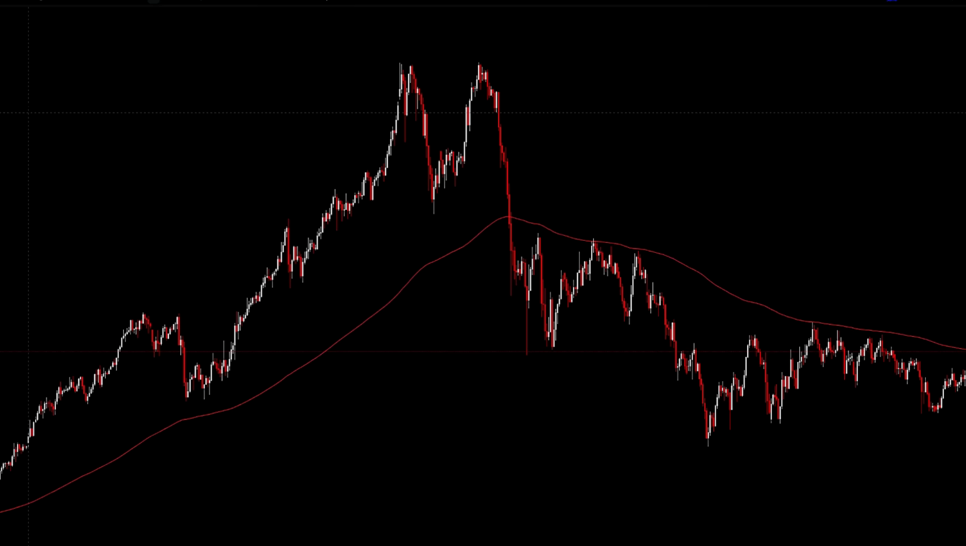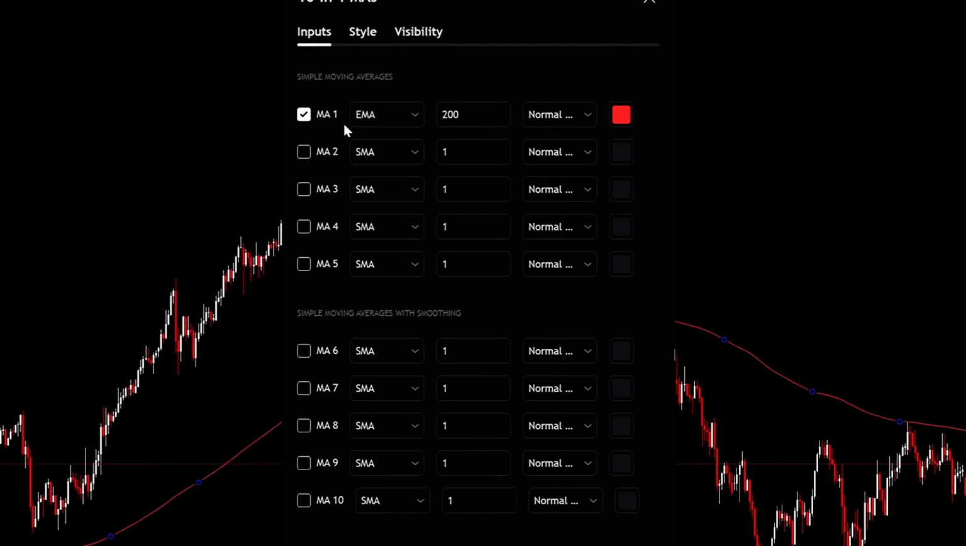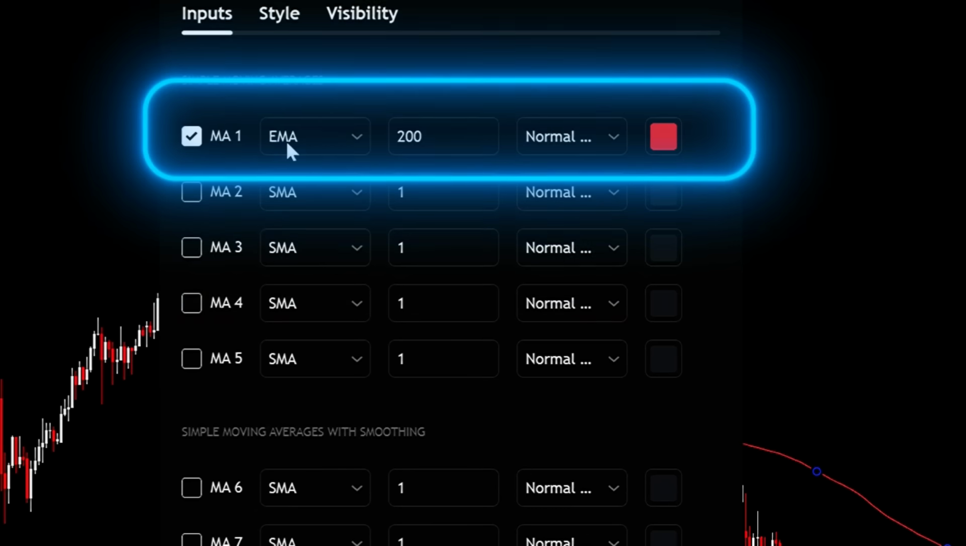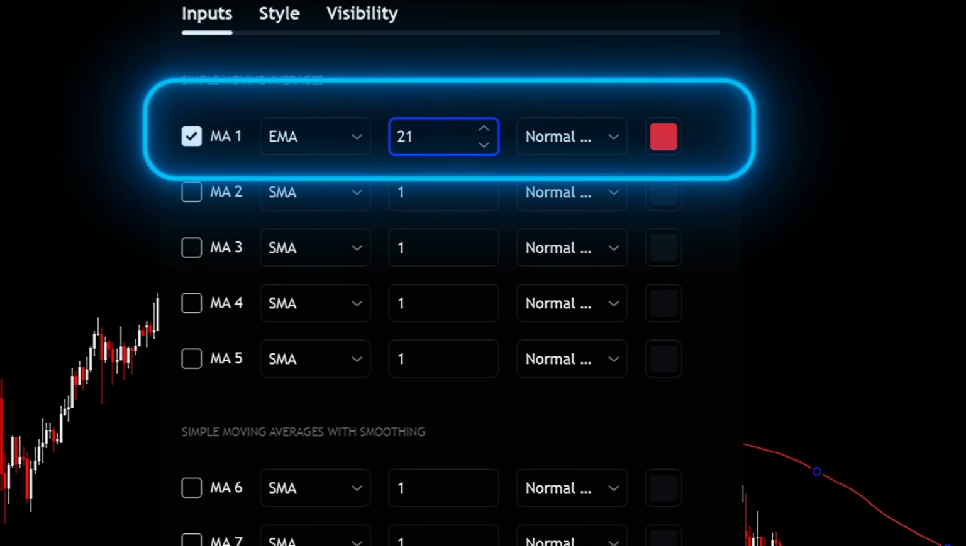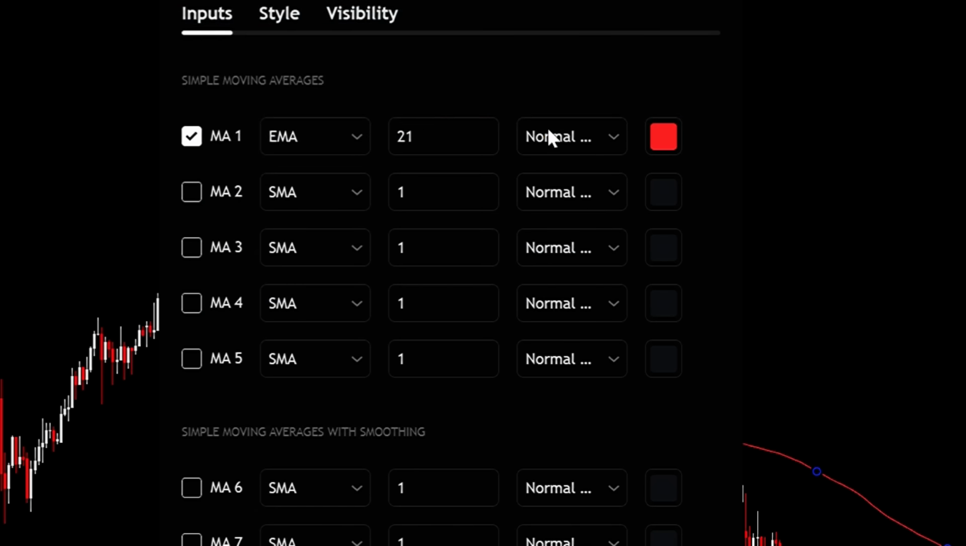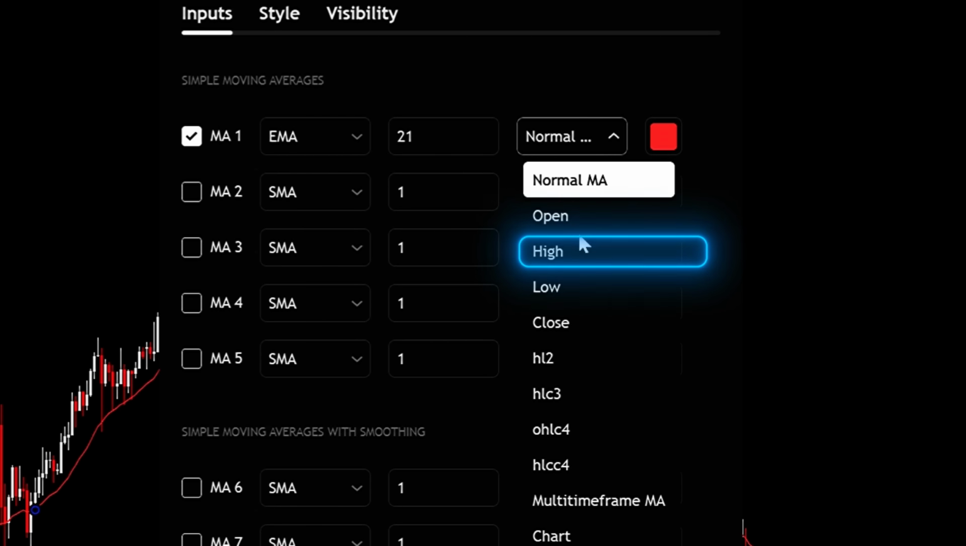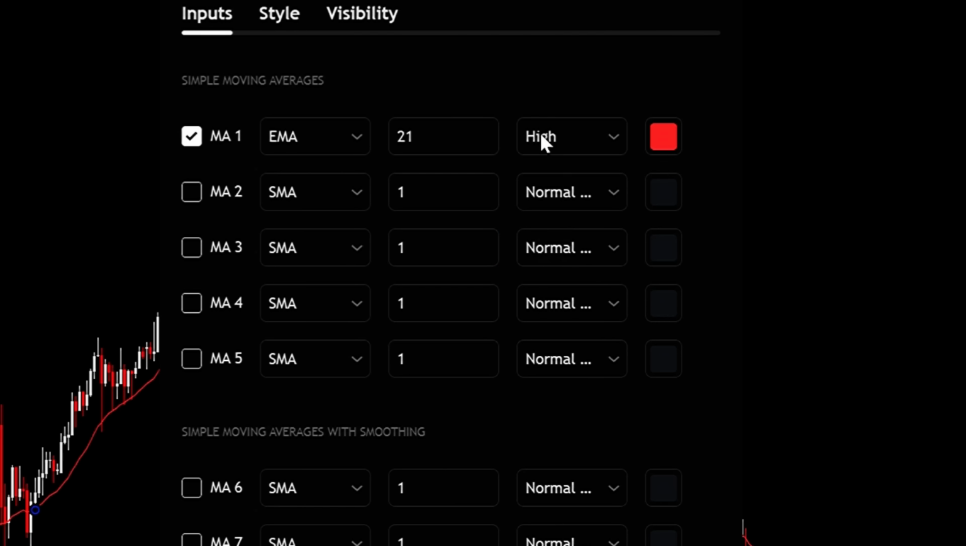Double click on it and open the input section. There are 10 slots for moving averages. First, enable MA1. Then set it to EMA. After that, change the period to 21 and set the source to high. This gives us a more immediate overhead resistance. Think of it as the ceiling the price has to break to continue an uptrend.